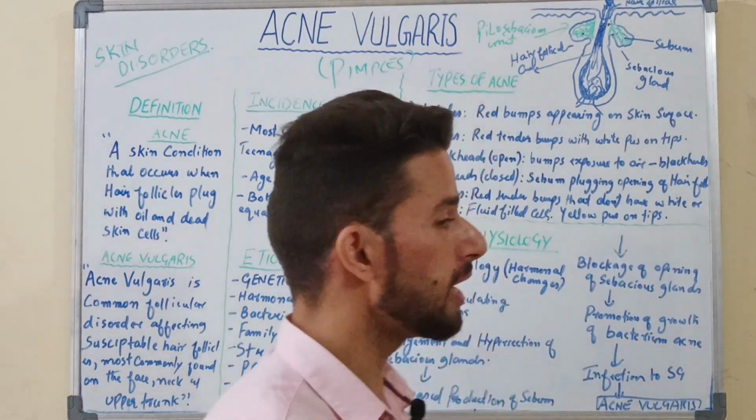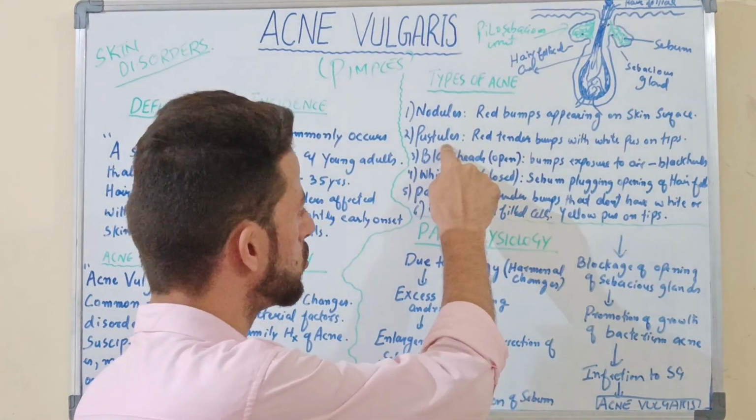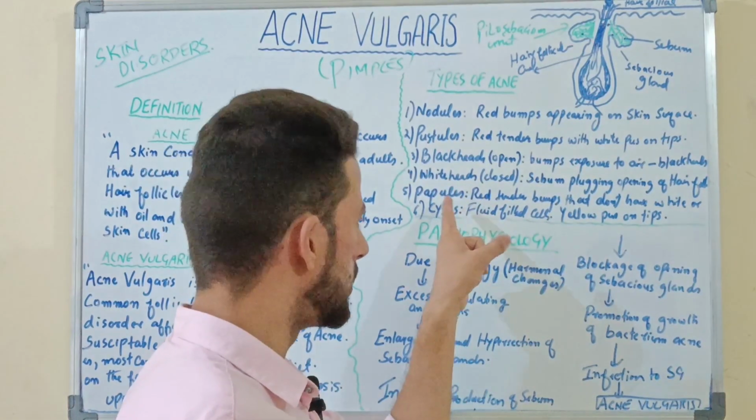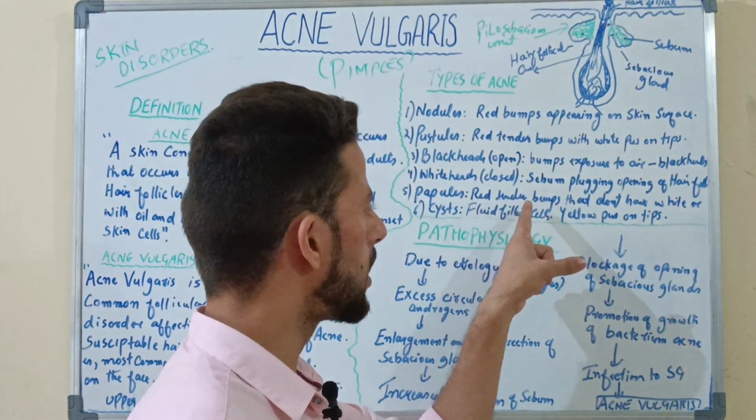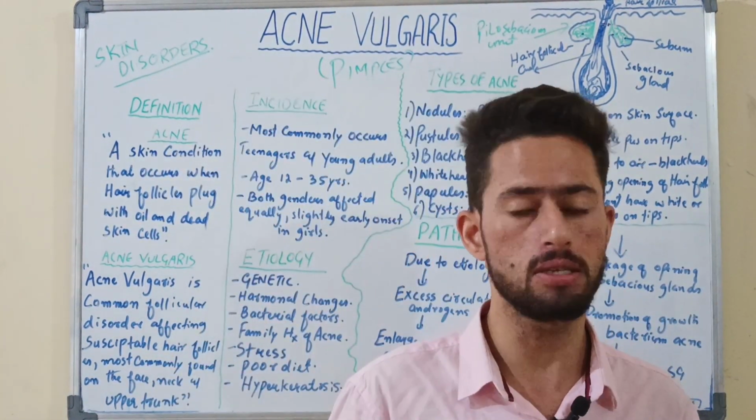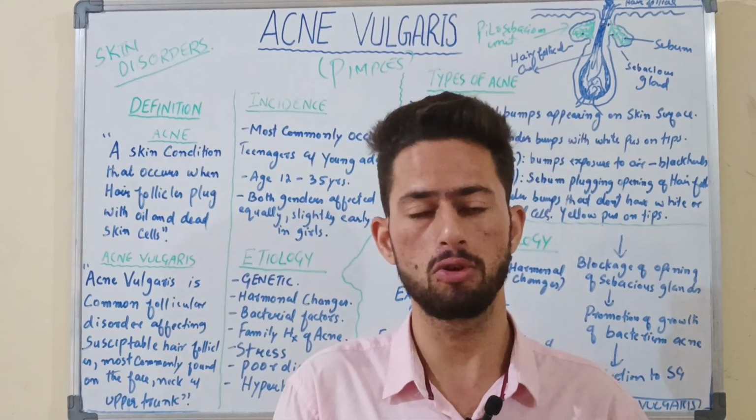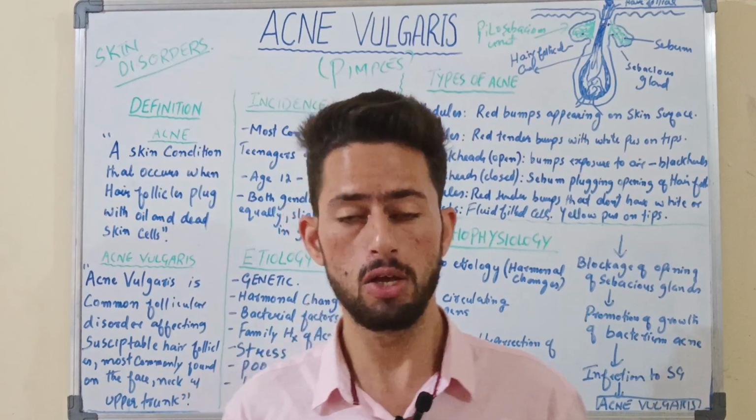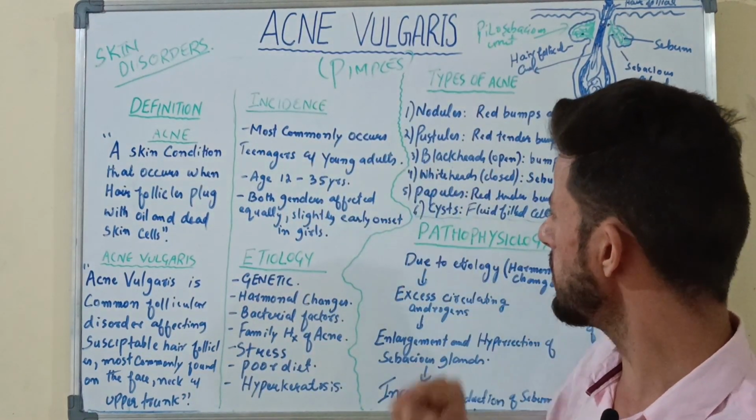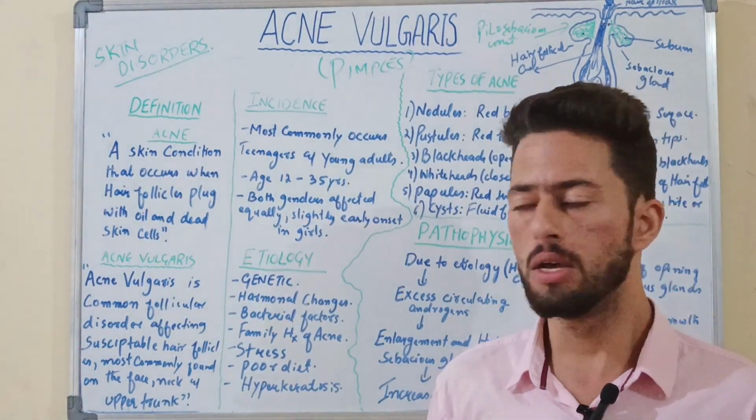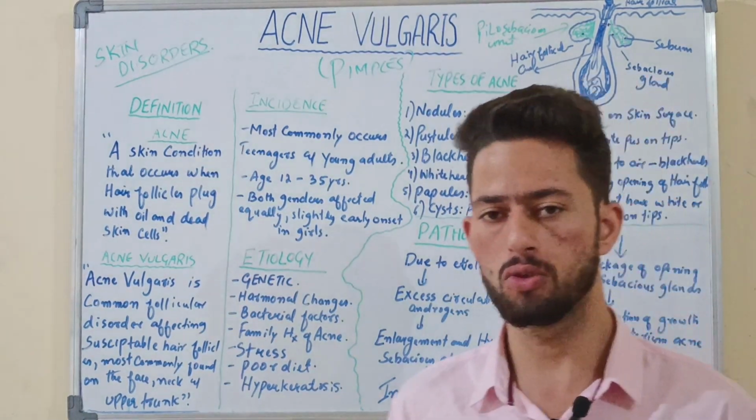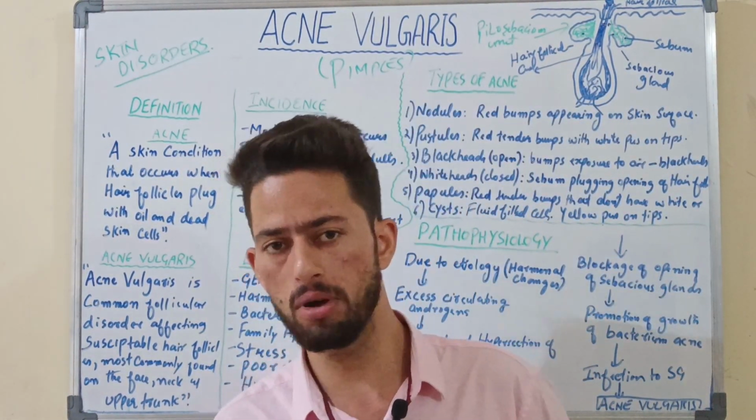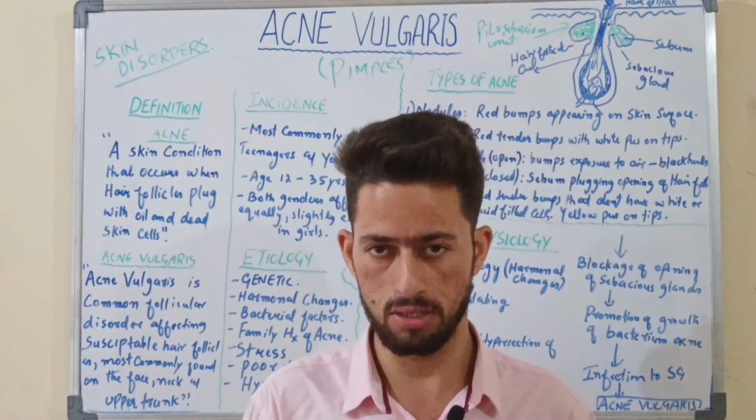Now next is about papules. There are many differences between pustules and papules. Pustules are red tender bumps with white pus on the tips. Papules are red tender bumps, but they don't have pus on the tips of the pimples. That is the difference between pustules and papules. The last one is cysts. Cysts means fluid-filled pimples produced on the skin surface.